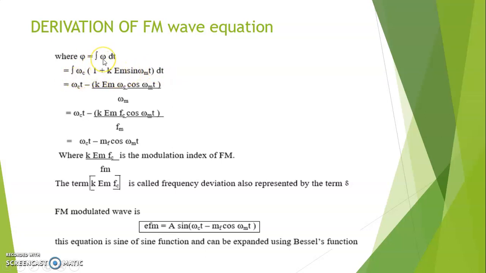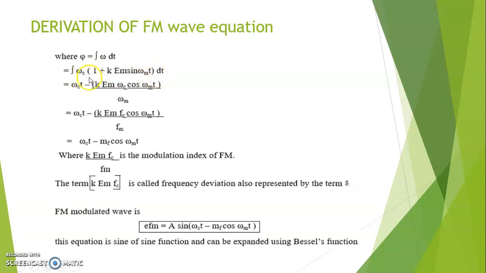That is, instead of f over there, we are going to just replace it with the angular frequency omega. So instead of omega, we'll write it as omega c into 1 plus k, which is the proportionality constant, and Em sine omega mt, which is the amplitude of the message signal. Now let us integrate this term. So omega c into 1, we are going to integrate with respect to t.